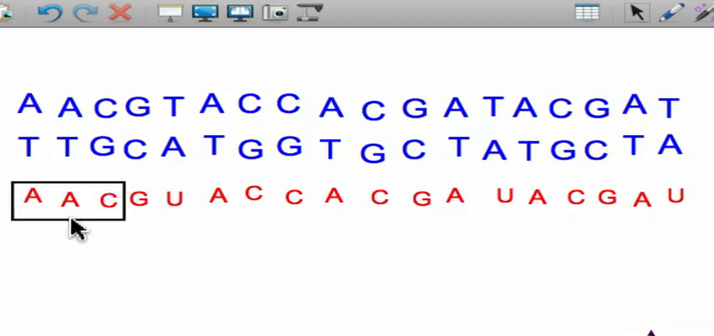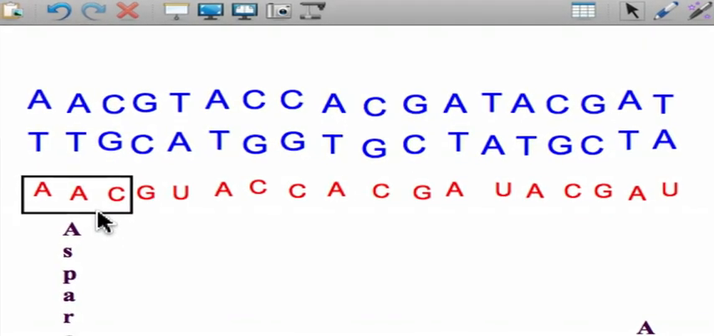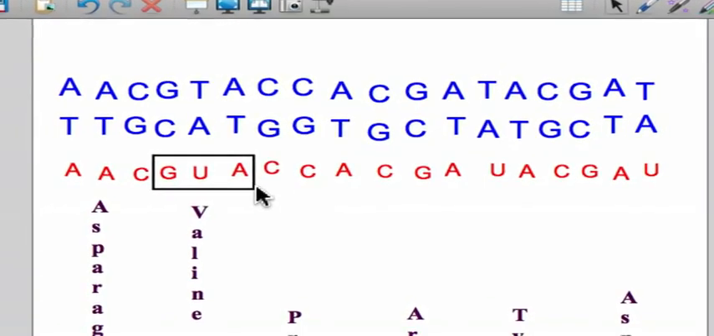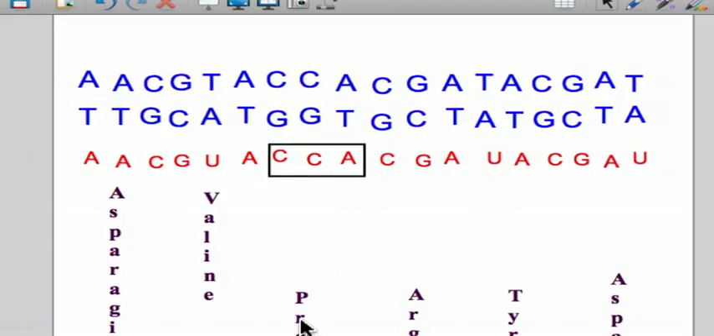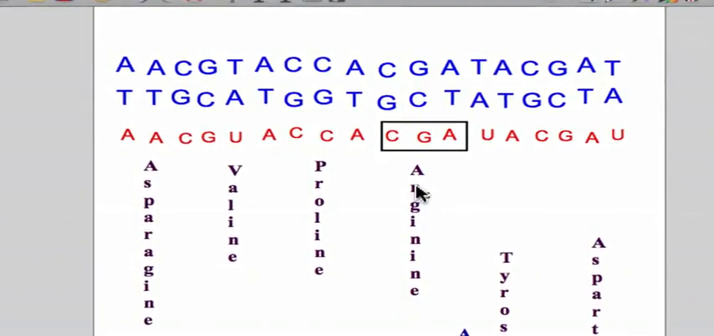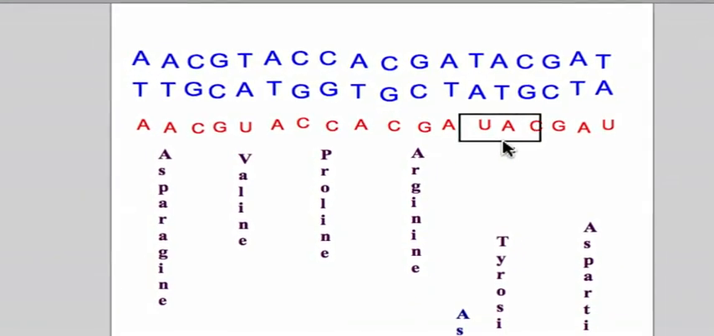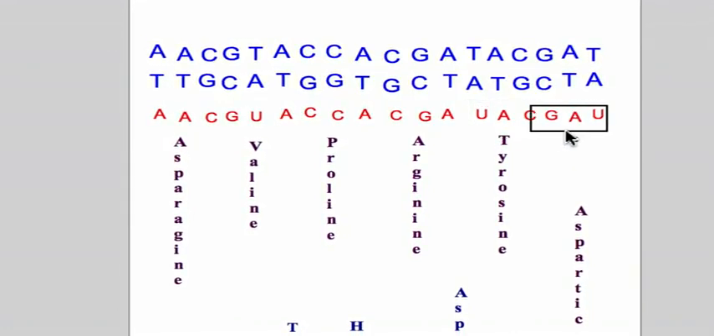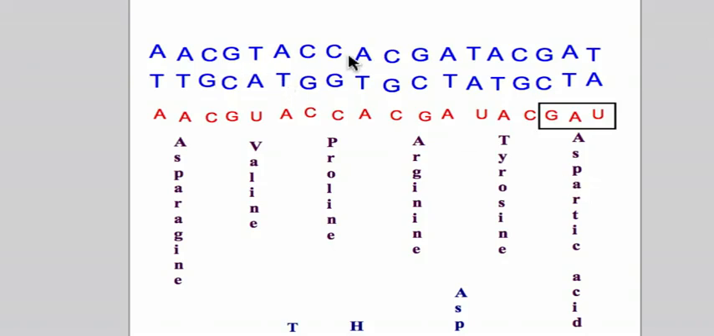If we actually did this, that AAC is going to code for asparagine, as you see below. GUA is going to code for valine. The CCA is going to code for proline. And this is how you would translate this. This is what I mean by the reading frames. Each codon here is a reading frame. Then tyrosine, and finally we come down and get our aspartic acid. So this would be what we would normally get if we had this gene and this gene wasn't mutated.